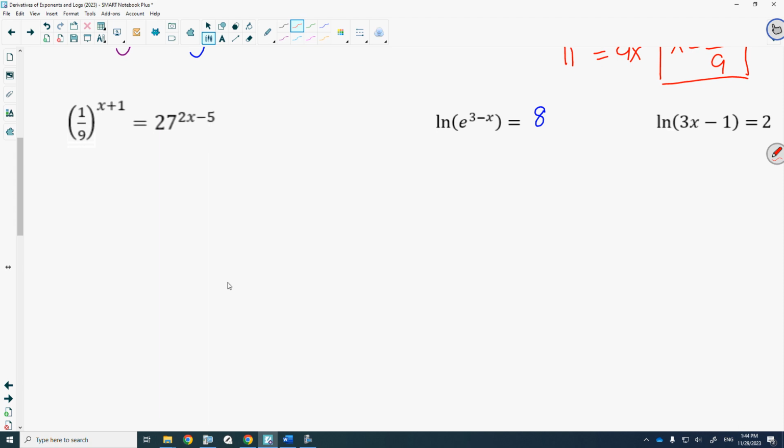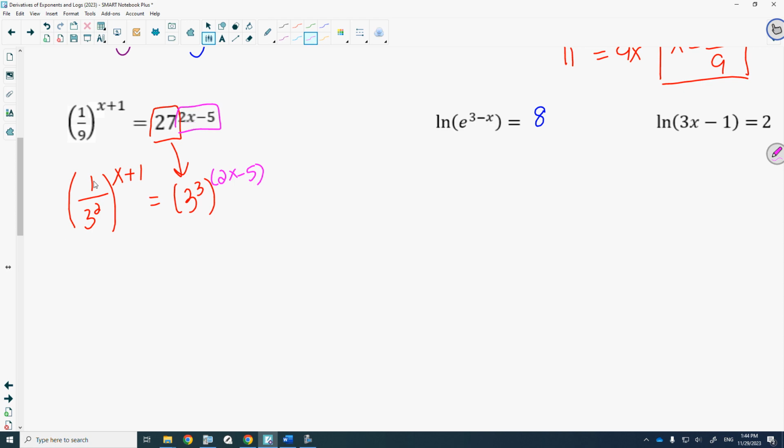Okay, look at the 9 and the 27. What base am I reducing this to? 3. So right now, 1 over 9 is 1 over 3 squared. 27 base 3 is 3 to the power of 3, and then raised to the power of 2x minus 5. I essentially have a base of 3 and a base of 1/3.